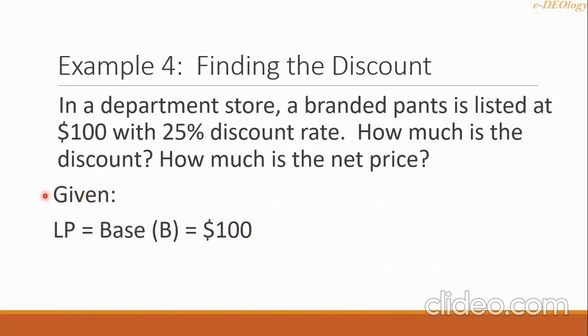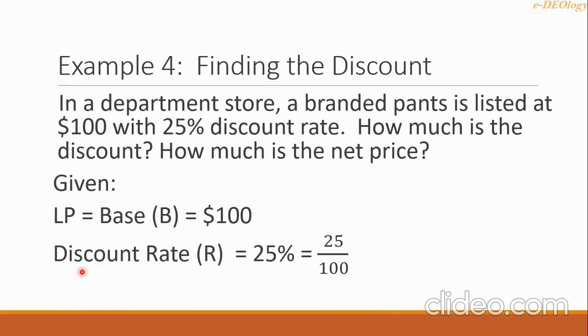Let's go back to our problem. First, let us collect the given. The list price is this, $100. That is the list price, or the base. The discount rate is the R, that is the 25%, where we can express this as a fraction, 25 over 100. So we need the percentage, and that is the discount.